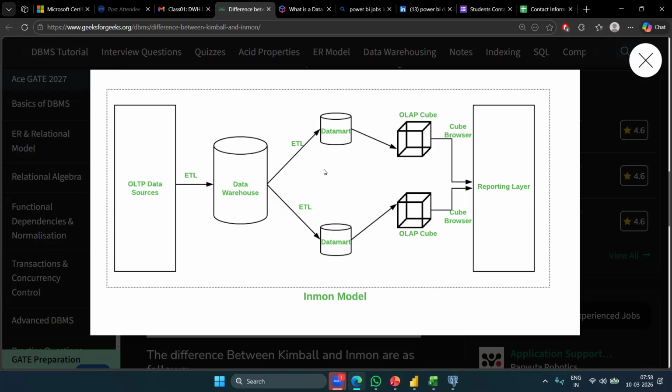Now, I hope you got a basic understanding of these two things. And what is your suggestion to an organization? Do you think that Kimball is the best one or Inmon is the best one? So Inmon needs a huge initial cost and also expertise who know the business across the departments. And they also need to understand how these departments are correlated with each other.